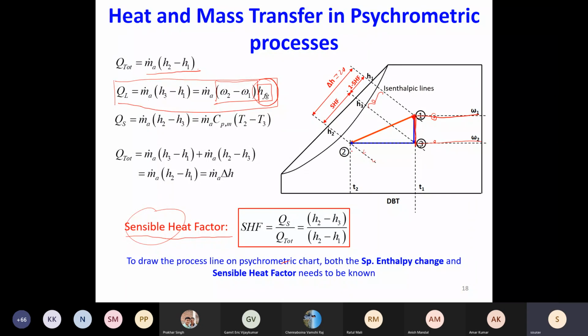Whereas if you look at the sensible part, that is the 3-2 process, that is again m_a dot times (h2 minus h3), which will be equal to m_a dot times Cp of moist air times (T2 minus T3). So here it is just Cp delta T. There is no contribution of omega because omega is constant on this horizontal line.